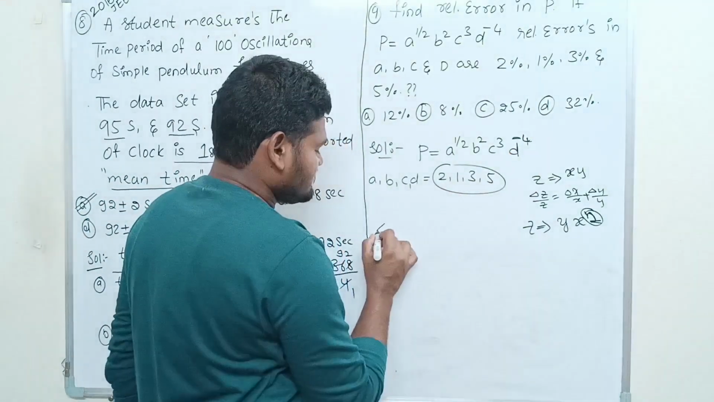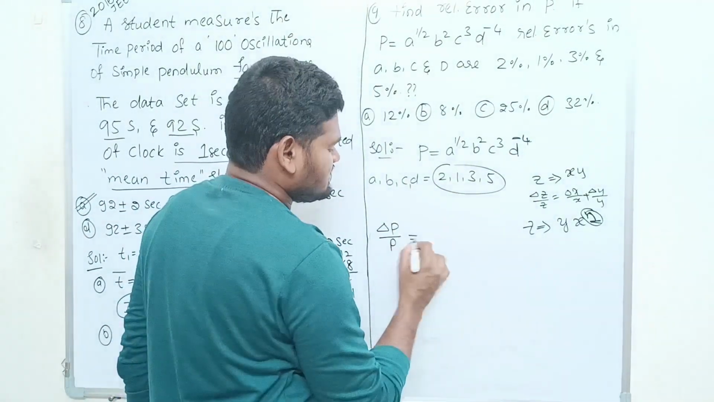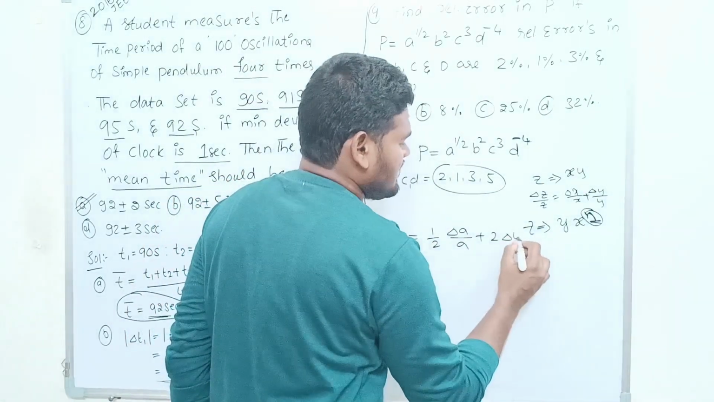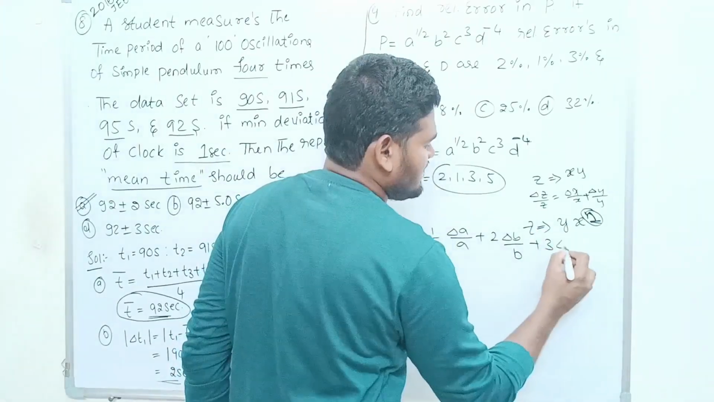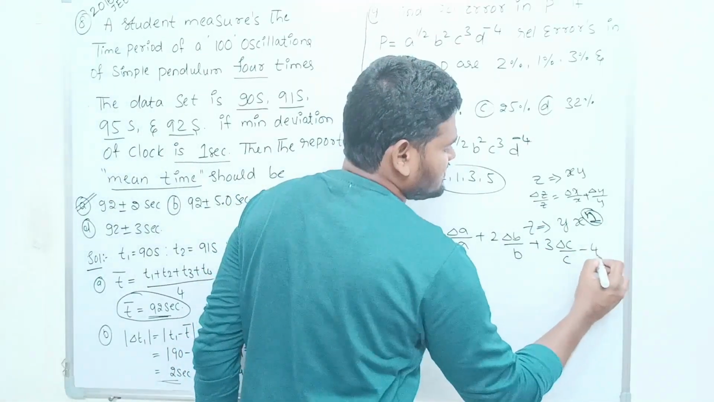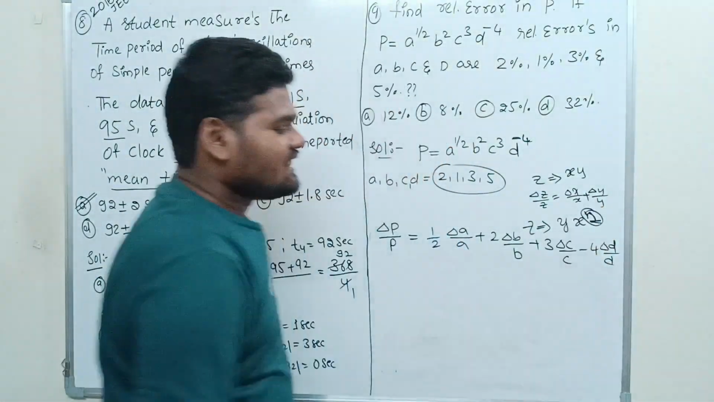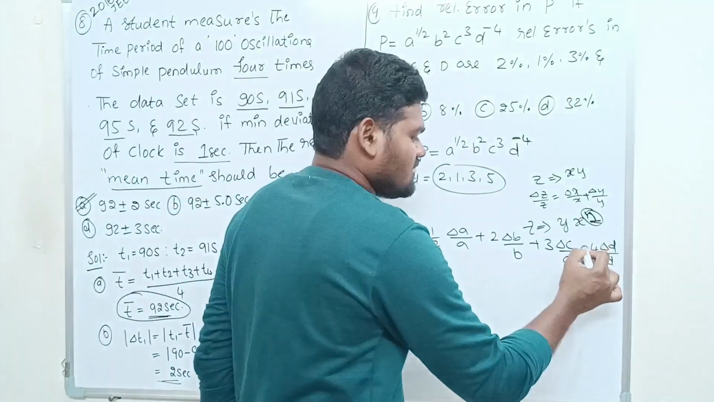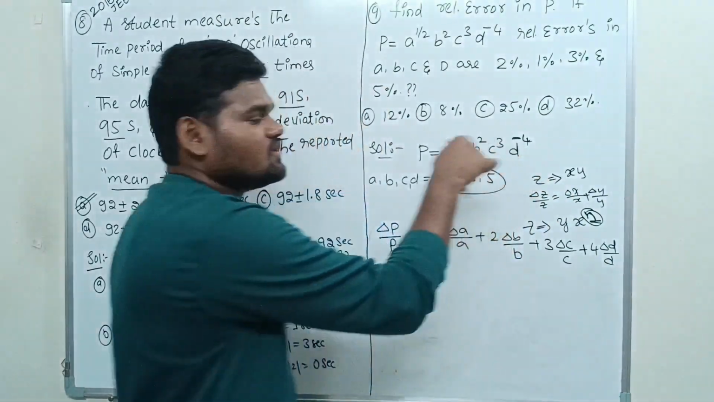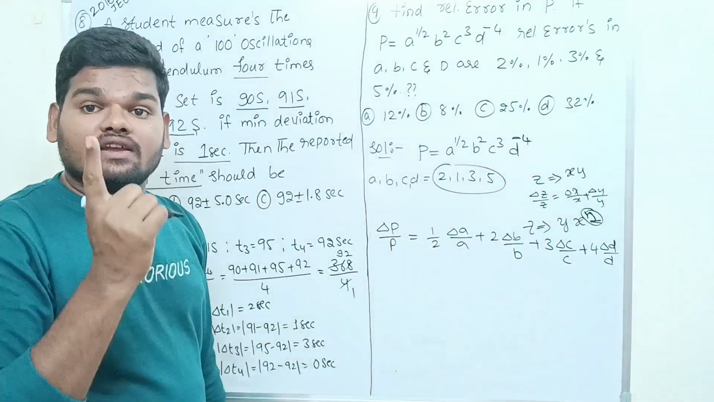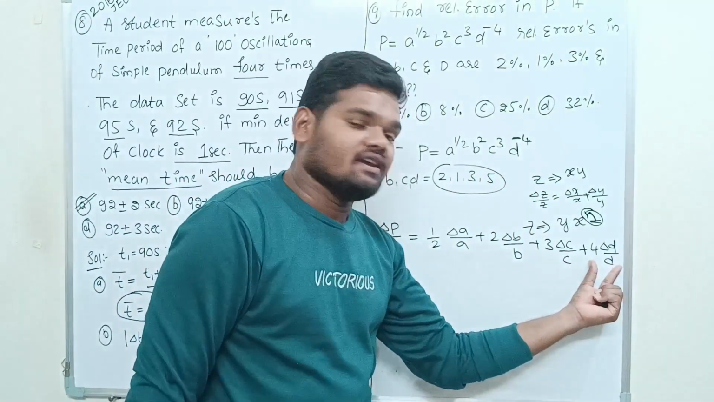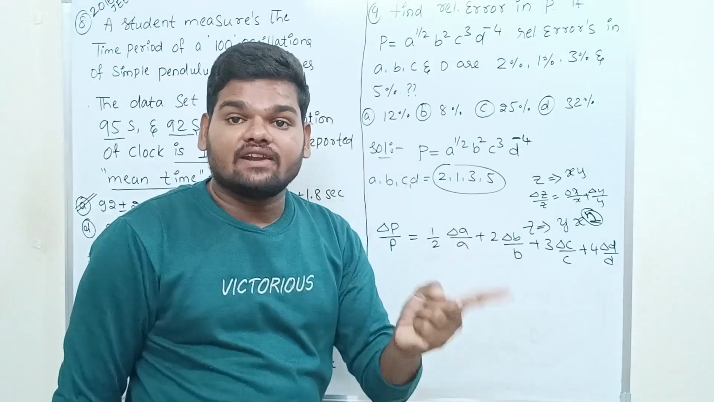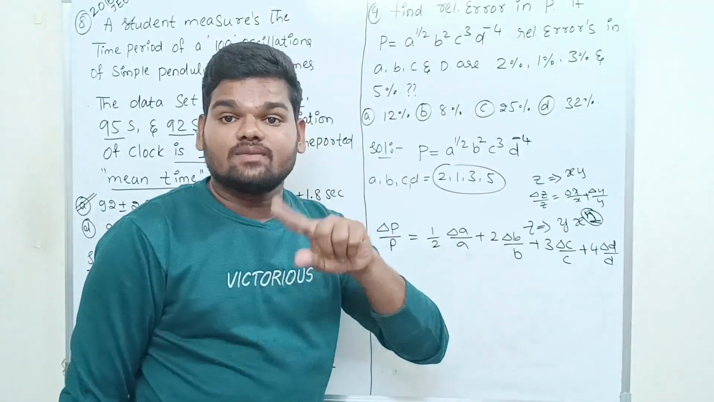So we can write like this: delta p by p is equal to 1 by 2 into delta a by a plus 2 into delta b by b plus 3 into delta c by c minus 4 into delta d by d, sir. Then we will get the answer, sir. It's wrong. Although the power is given as minus 4, you have to take a plus only, because it is the maximum relative error. What is this? It is maximum relative error.